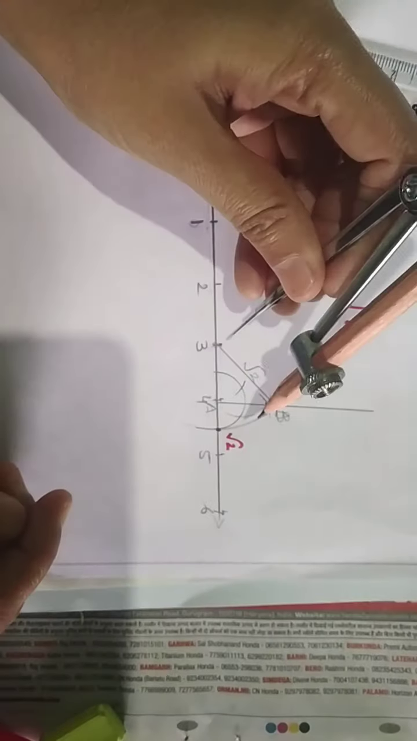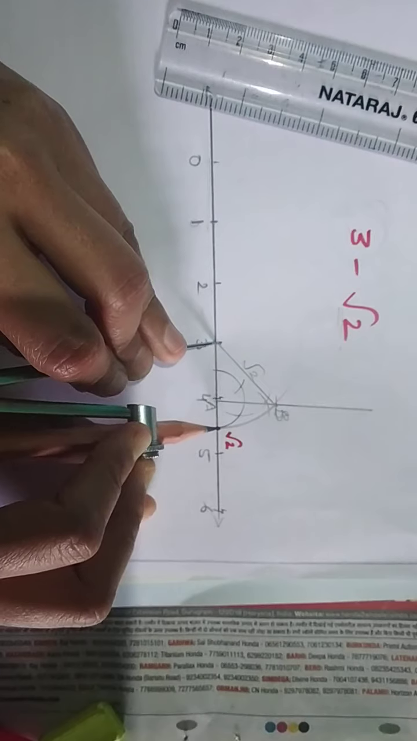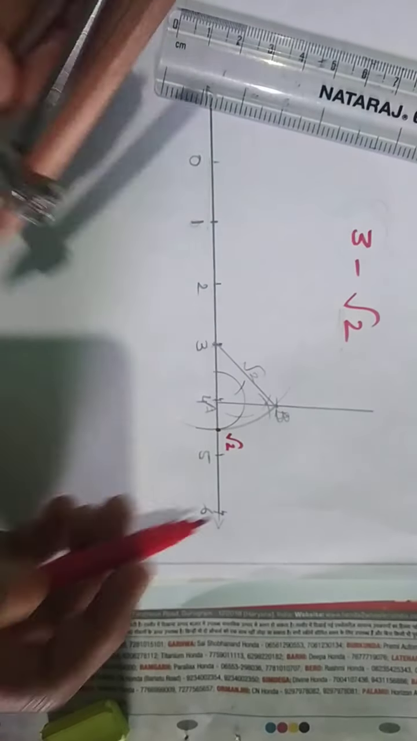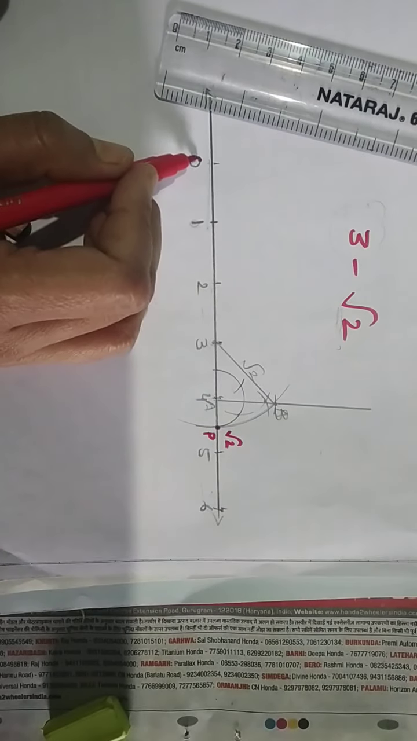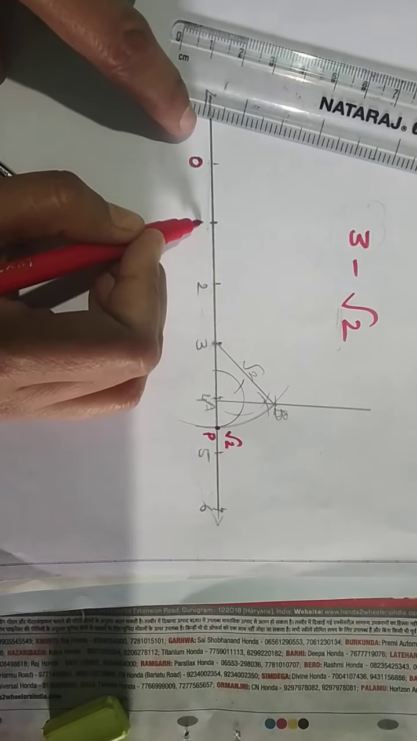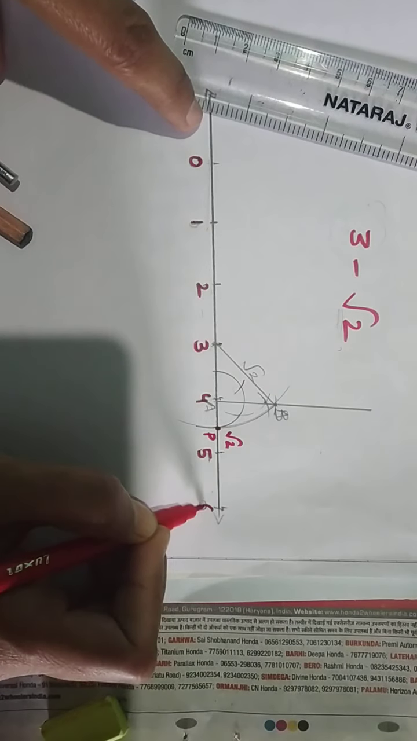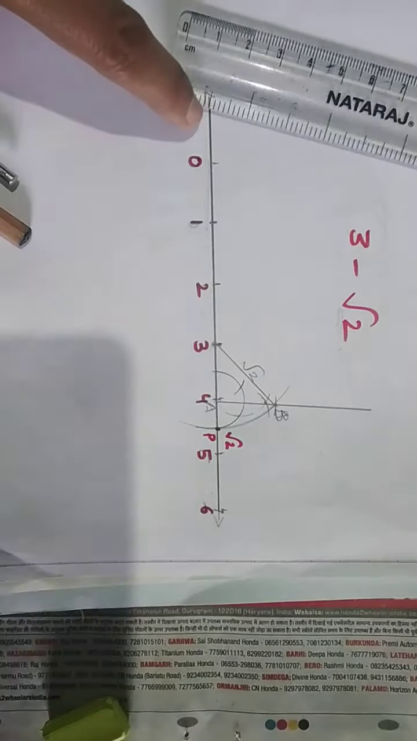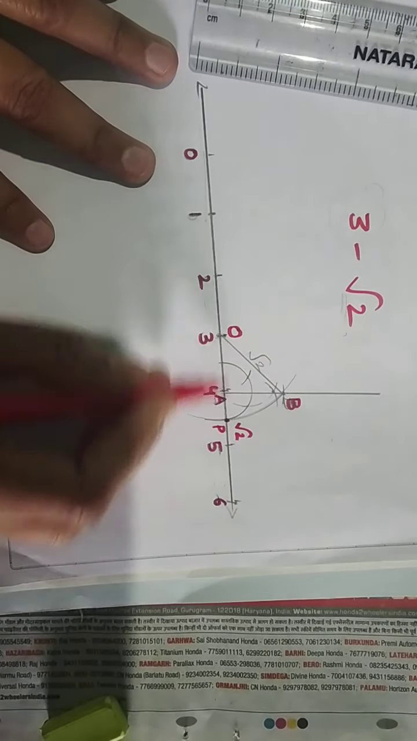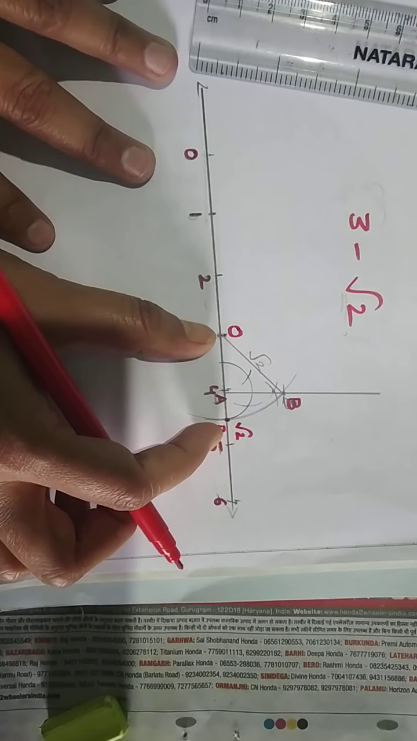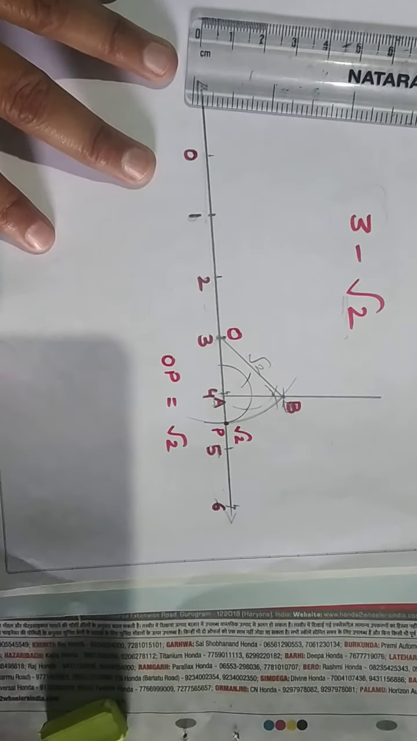But this time, this distance means 3 to this point. Just name this point. Suppose this is P. Okay, this is O, or you can take it 1, 2, 3, 4, 5, 6. This point is P and this point is O. O to P, this distance is of length under root 2. So OP is equal to under root 2.